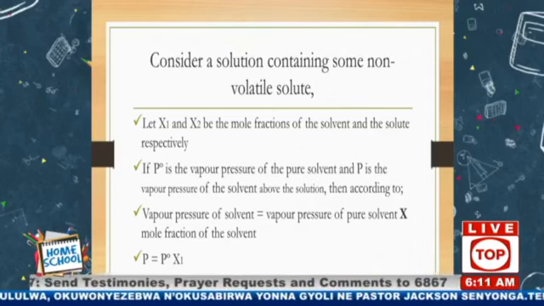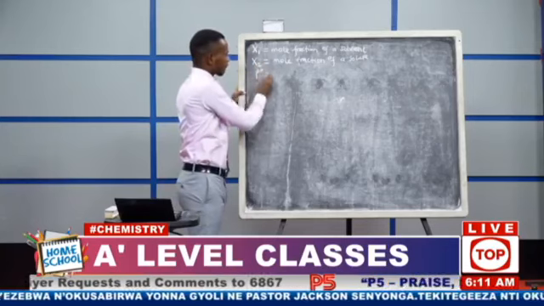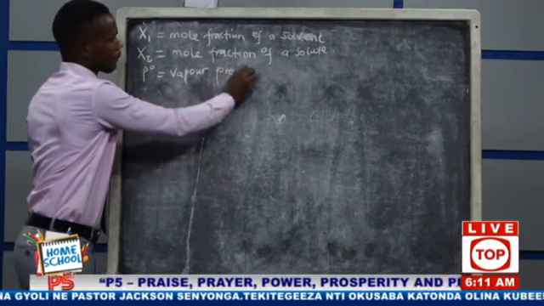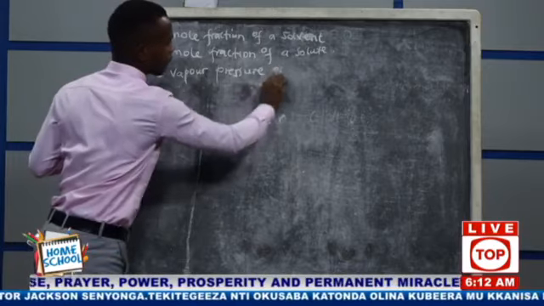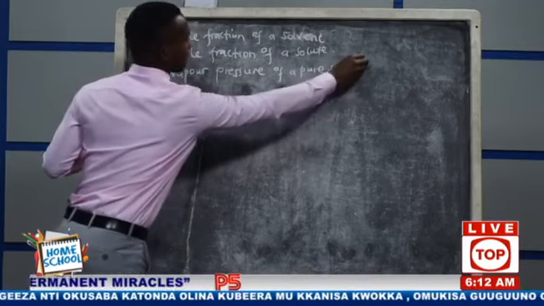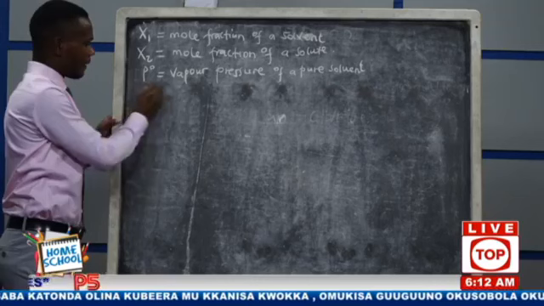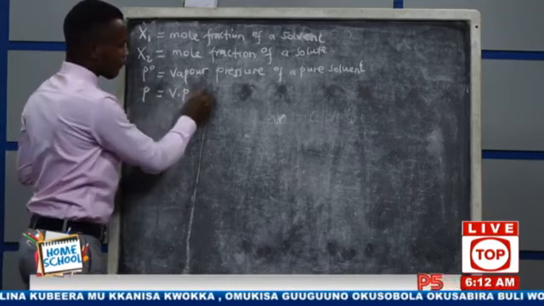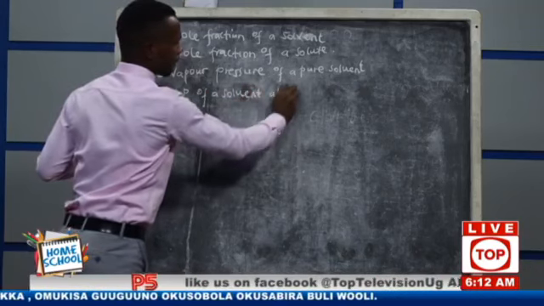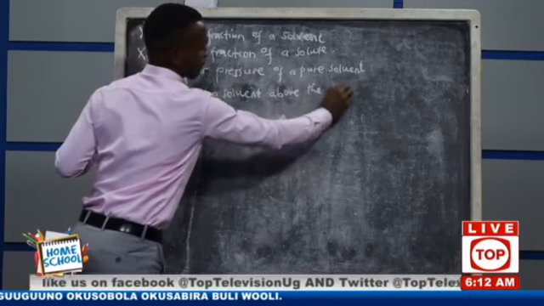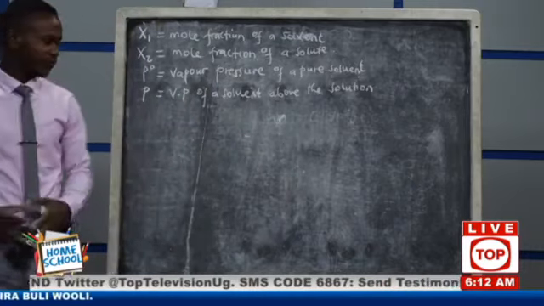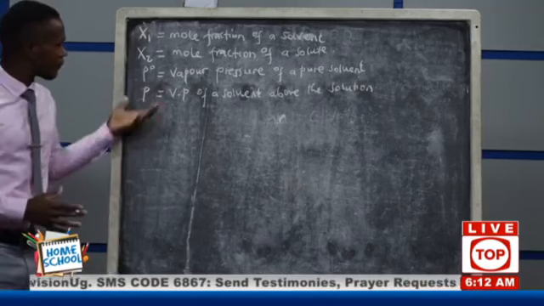And we said that P naught is the vapor pressure of a pure solvent, okay, and P is the vapor pressure of the solvent above the solution. Okay, so these are the few things you can use.